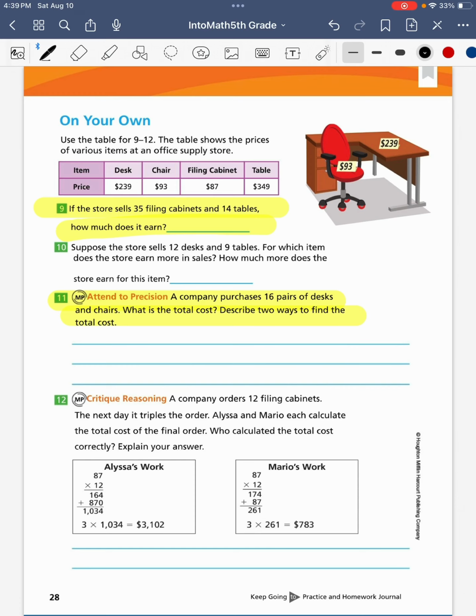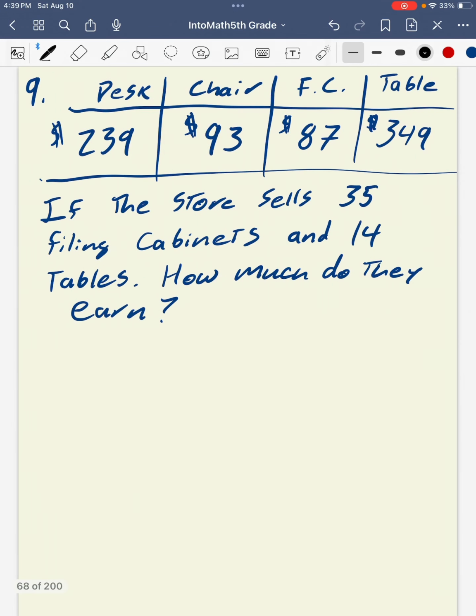Our final 2 questions we will be going over today are problems 9 and problems 11 from page 28 of your workbook. Problem number 9 gives us some prices for desks, chairs, filing cabinets, and tables. If the store sells 35 filing cabinets and 14 tables, how much money do they earn?